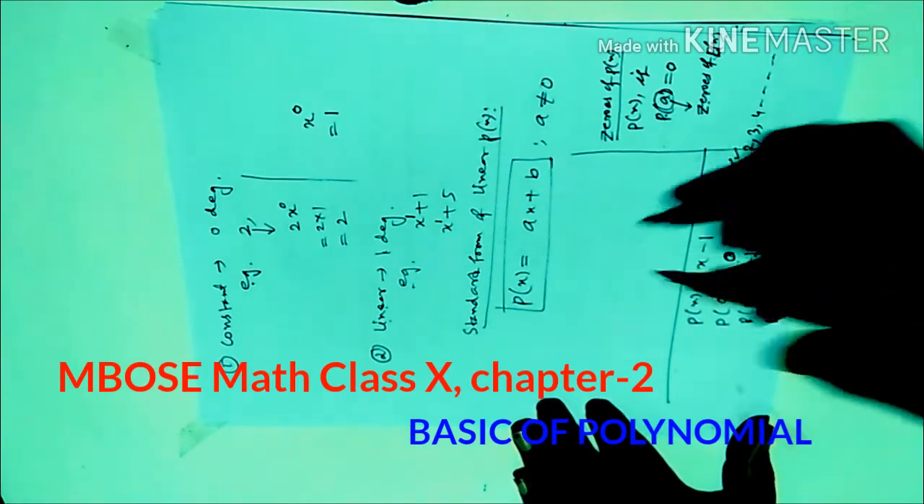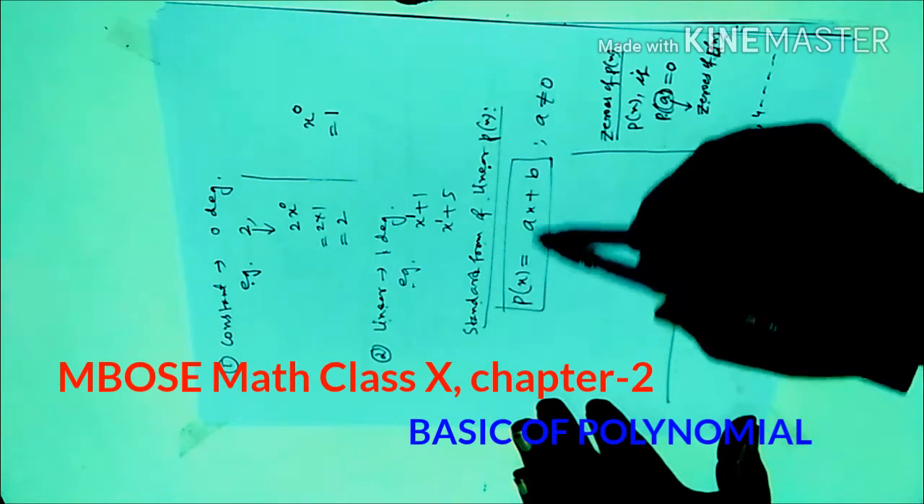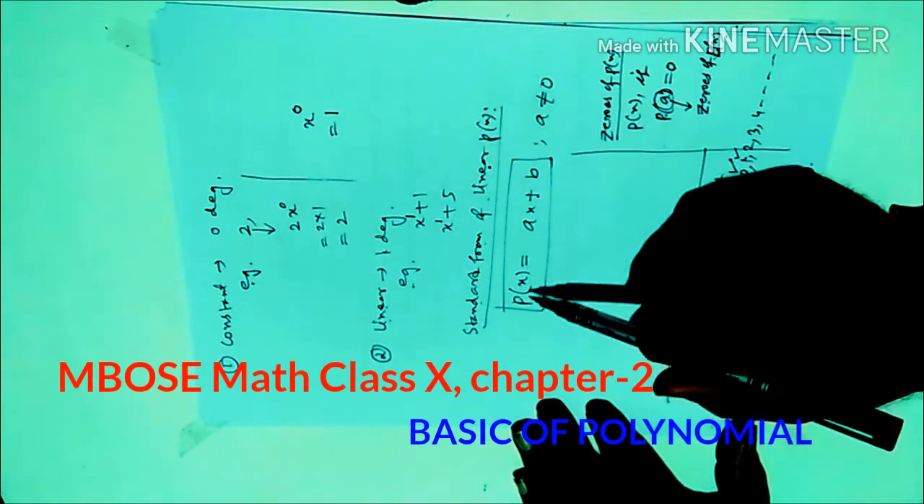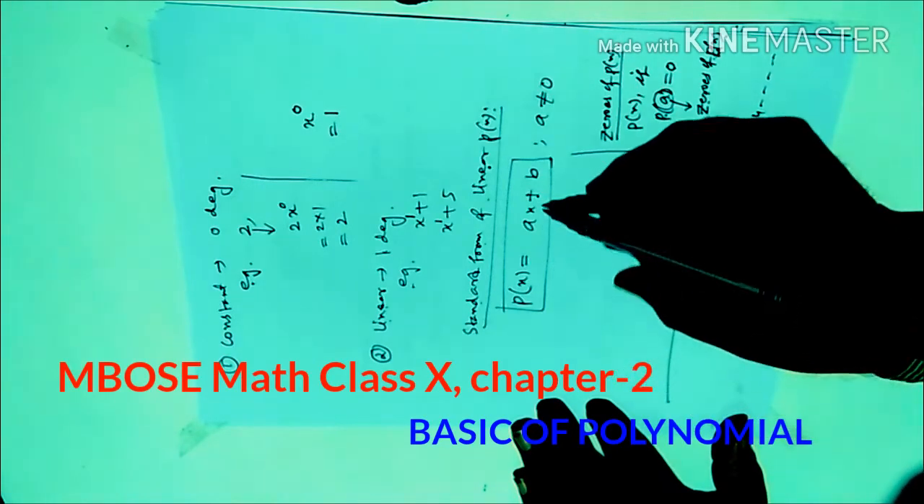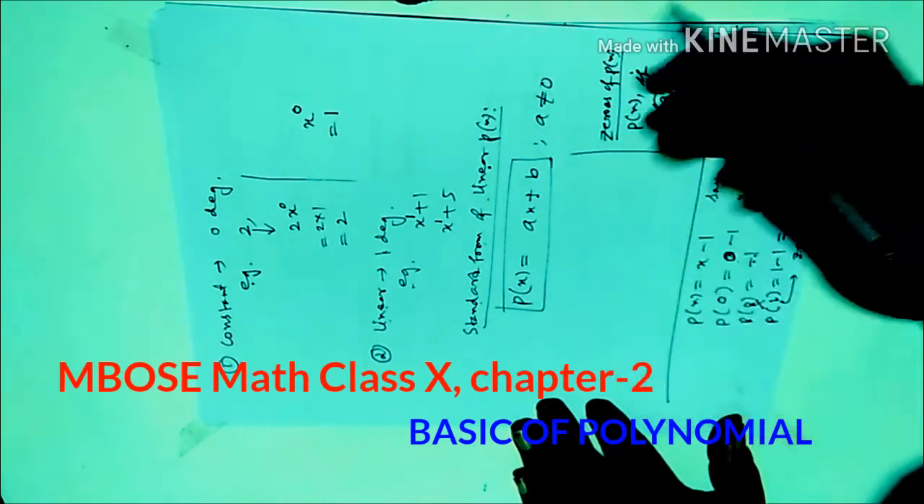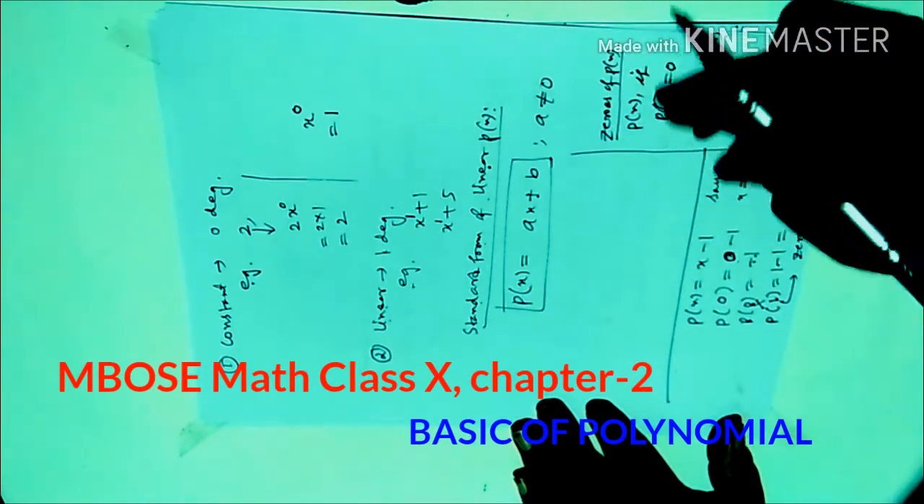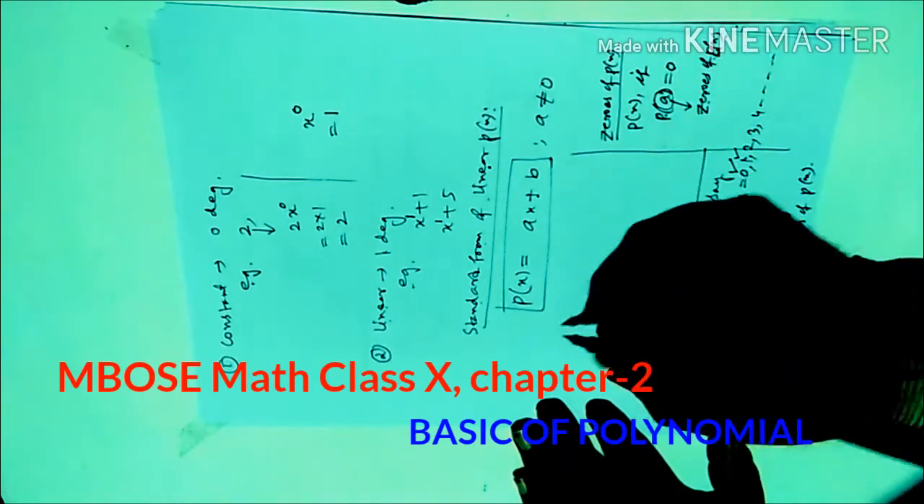I hope you understand. So next, what is the standard form of a linear polynomial? This is the standard form. Then what will be the zero of a linear polynomial? The zero of a linear polynomial will be minus b by a. How do you get minus b by a? I will show you. Just now we learned that for a zero of the polynomial, p(x) should be 0. The value also should be 0.